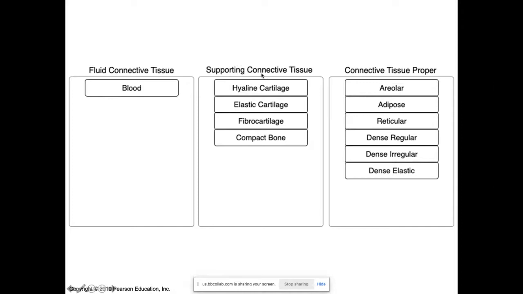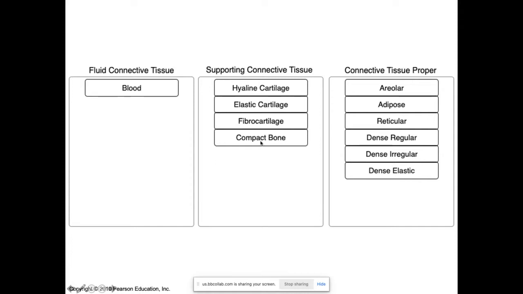Then we talked about supporting connective tissue. With supporting connective tissue, we talked about cartilage and bone. Cartilage came in 3 flavors: hyaline cartilage, elastic cartilage, and fibro. Hyaline cartilage was found in most of the freely movable parts of the body. Elastic cartilage we find along the spinal column, where you have more elasticity. You also have elastic cartilage here around the ear, the nose, the lungs, the epiglottis.